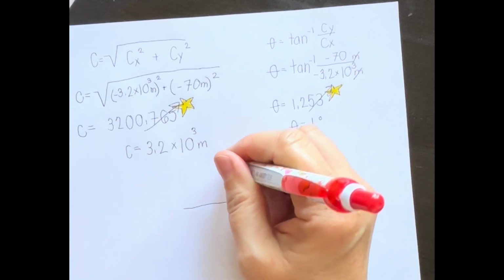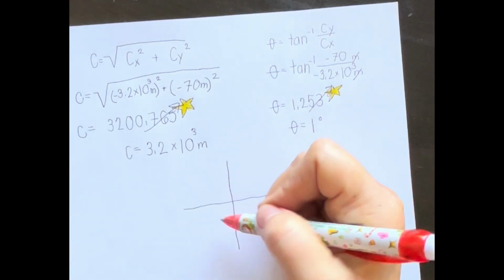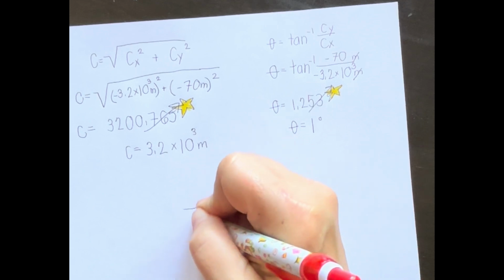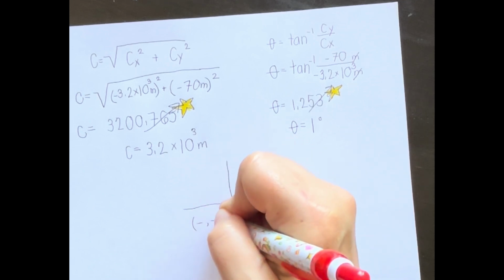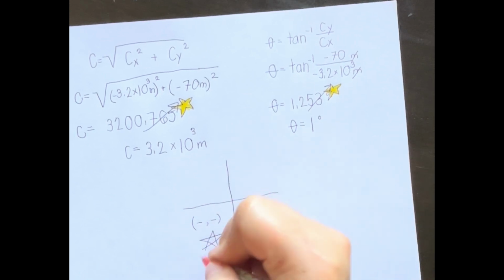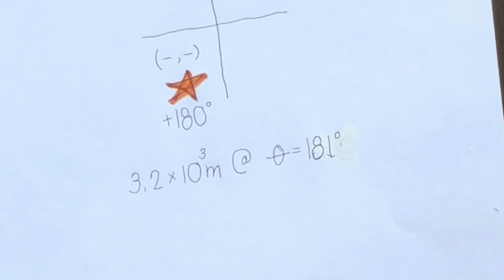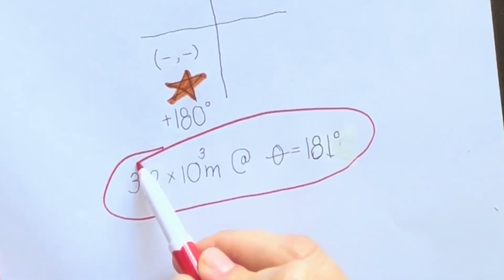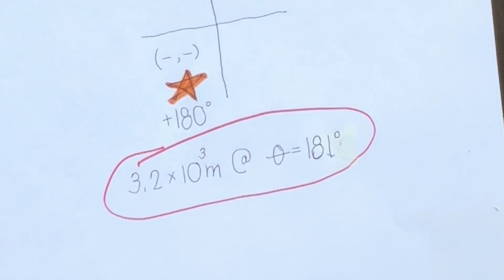So which quadrant are we in if we draw that? Negative x is here, negative y is here. So we are here and here. So this is where we are. We have to add 180 degrees. So our final answer, the treasure's displacement vector is 3.2 times 10 to the third meters at an angle of 181 degrees.